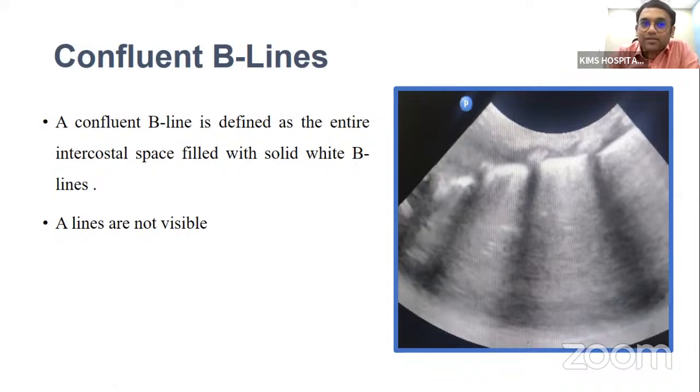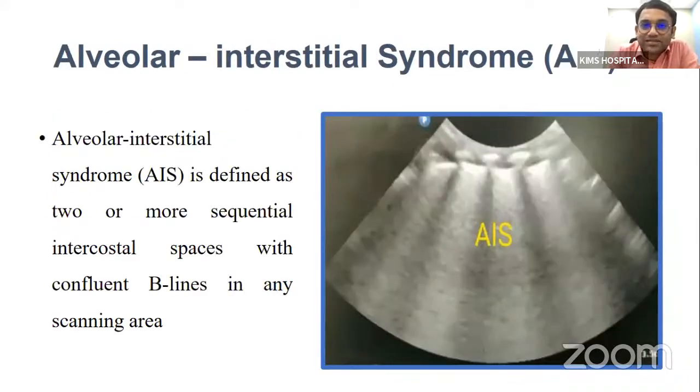So confluent B line is the one where the entire intercostal space is filled with solid B lines and the A lines are not visible. That is what we call confluent B lines. The next term is alveolar-interstitial syndrome. We label the picture as alveolar-interstitial syndrome when we see 2 or more confluent B lines in any scanning area. Suppose you put a hockey stick probe on the lung. In that scanning area, if you see 2 or more sequential confluent B lines, then we label it as alveolar-interstitial syndrome. Here we are able to see this is 1, this is 2, and this is 3.